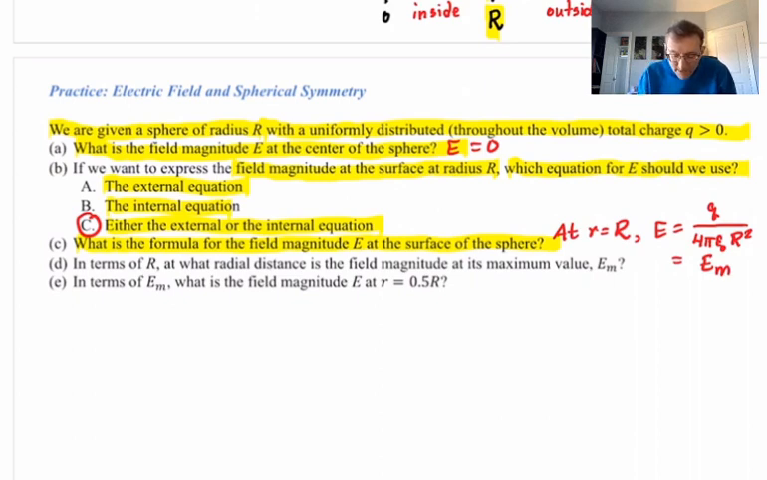Okay, D. In terms of the radius of the solid, big R, at what radial distance is the field magnitude at its maximum value? Well, what do you know? We just said, didn't we? Little r equals big R. That was easy. All right, E. And in terms of that maximum field magnitude, E max, what is the field magnitude E when you're at half the radius, right? Little r equals 0.5 R. Think about that for a minute. Come back.